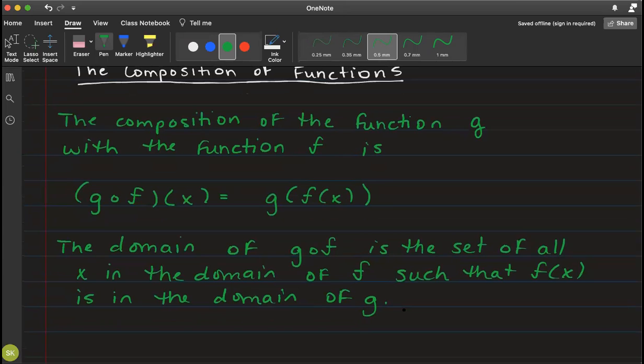So what I want you to get from this, from the very beginning, is I'm going to give you a function f and I'm going to give you a function g. And what you're doing is you're taking g and plugging f inside that function.